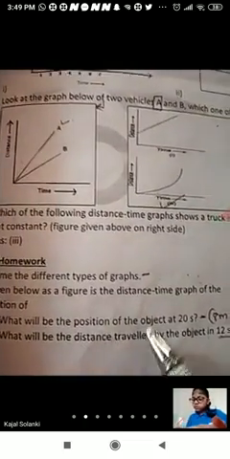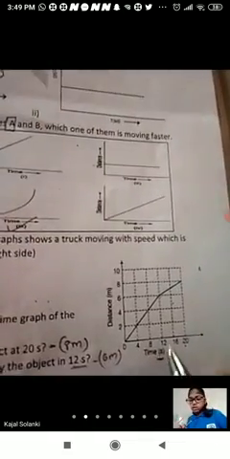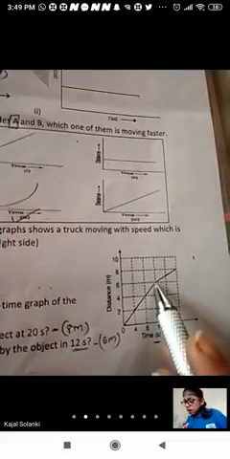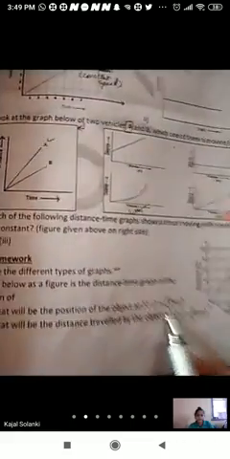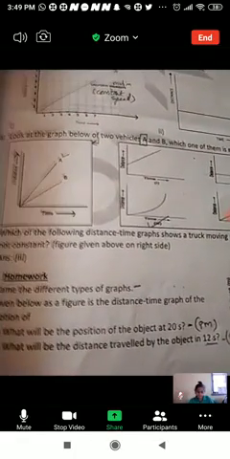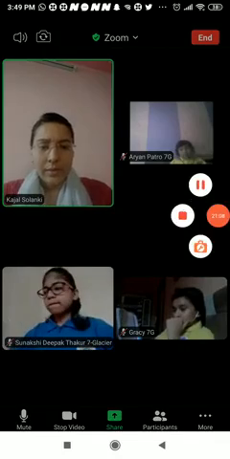Okay. Next, what will be the distance traveled by the object in 12 सेकेंड. Now 12 सेकेंड पे कहाँ कितना पहुंचा है हमारा व्हीकल. 6 मीटर. Very good. So this is the answer. Okay, so I hope that all are very much cleared with this part.